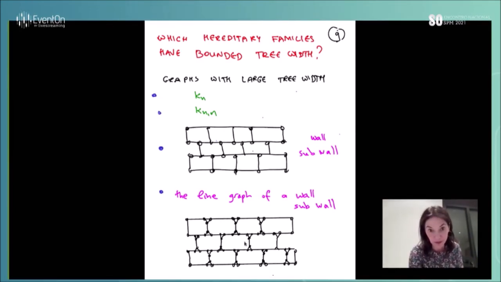Here's another thing you can do. You can start with a subdivided wall, and you can take its line graph. So what's a line graph? That means I build a new graph where the vertices of the new graph are edges of the graph I started with, and two vertices are adjacent if the two edges share an end.